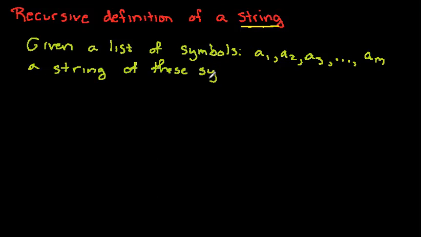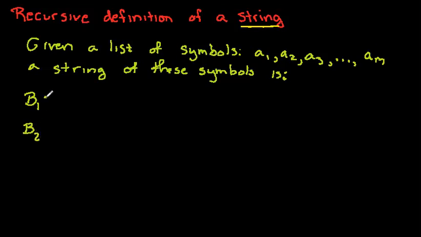So a string of these symbols is, here it is. Here's the definition. Here's the recursive definition of a string. So we've got two base cases. I'll label those B1 and B2.